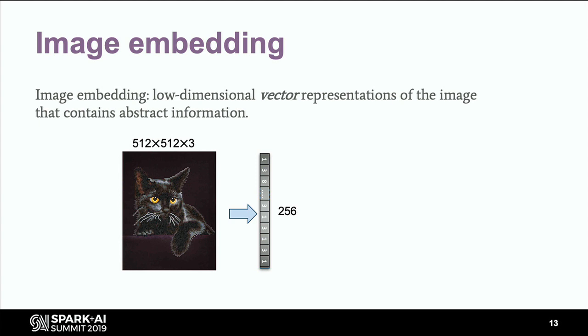So we have image embeddings, and why do we need them? Because an image has lots of redundant information. Like if the background is black, do we need so many pixels to represent this information? Well, we don't need that much information. So we can extract the information and store it in a vector representation.